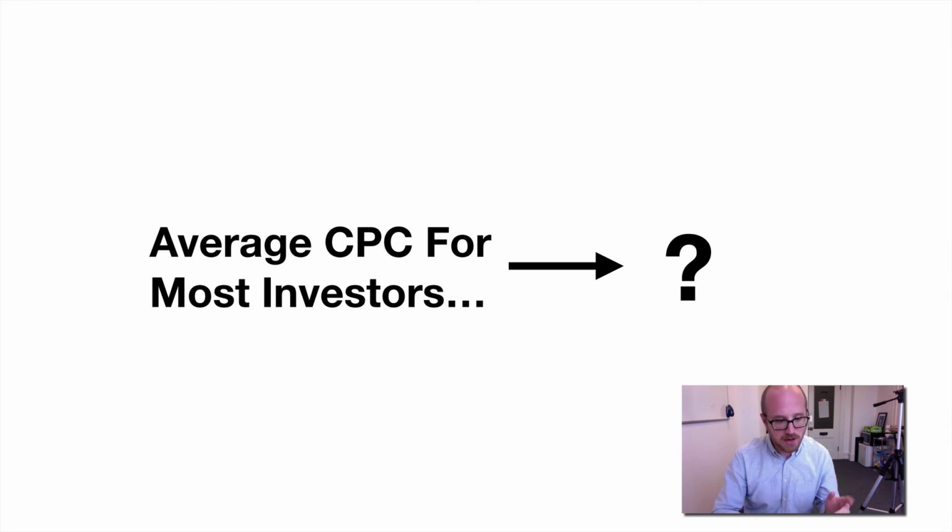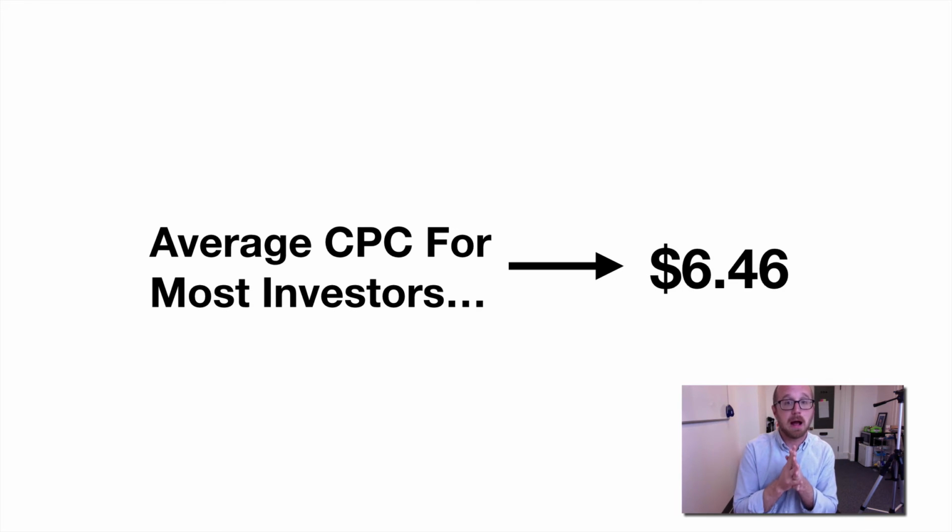Are you ready? You curious? Imagine a little drum roll. Okay, average cost per click is actually about $6.46 nationwide. Now again, that number is going to vary pretty wildly depending on where you are and what kind of keywords you're bidding on. But for estimation purposes, $6.46 is a pretty accurate number for you to use.